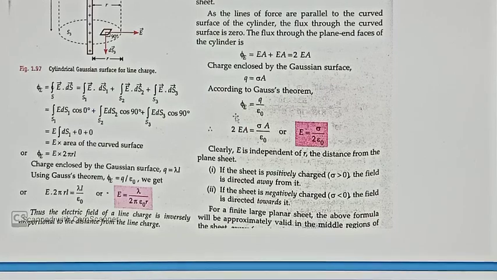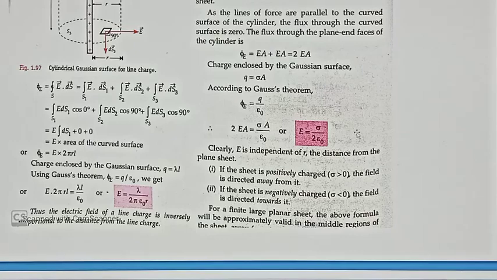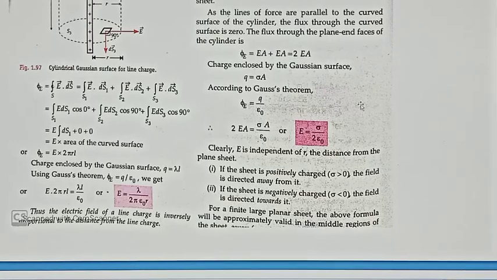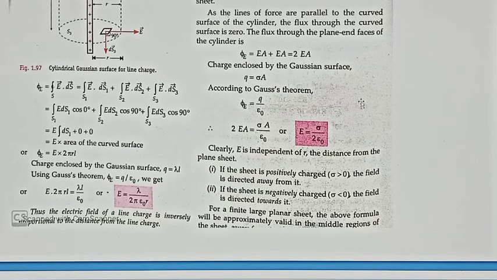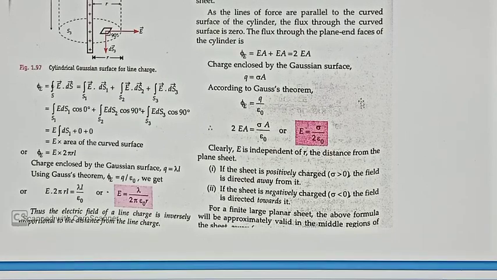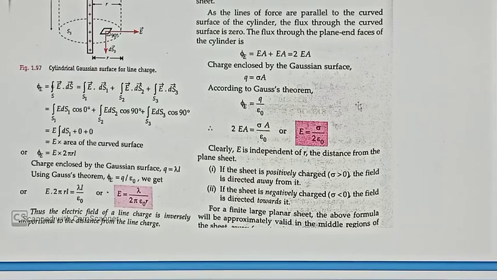Now we just apply Gauss theorem: twice EA is equal to Q by epsilon naught. Here Q is equal to sigma A, where sigma is the surface charge density. Sigma is equal to Q by A, so Q is equal to sigma A. If a sheet is positively or negatively charged and uniformly charged, then the charge per unit area, Q by A, is called surface charge density. Its SI unit is coulomb per meter square.